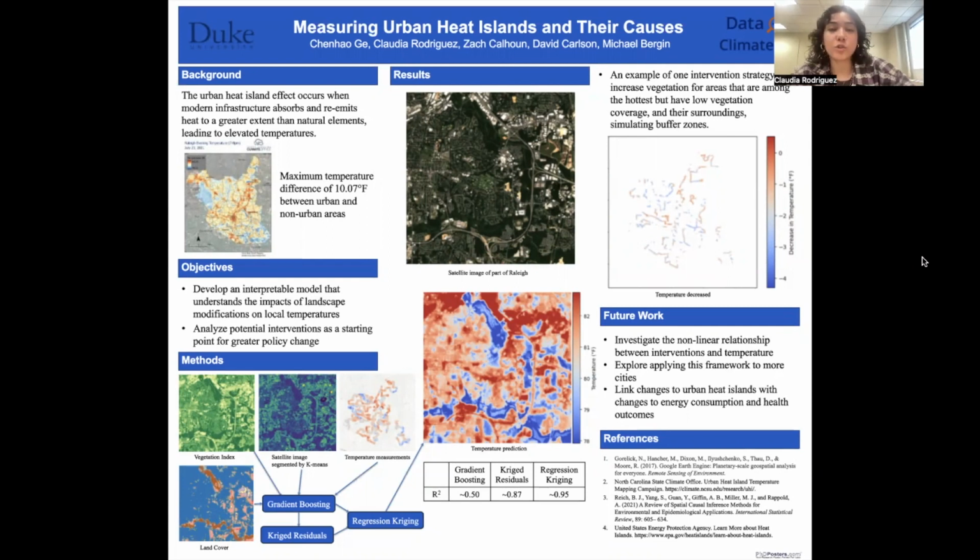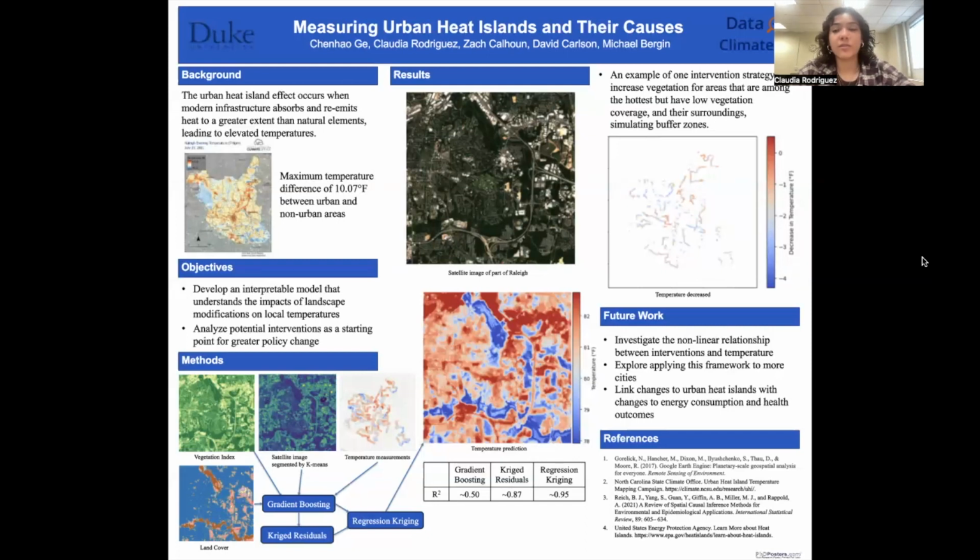In order to understand how drastic this effect can be, this map of Raleigh from July 2021 shows that certain areas were over 10 degrees hotter than others, which is an extremely significant difference to have in one city on the same day. To begin to address this issue, our plan was to first create a model that understands the impacts of landscape modifications on local temperatures so that we can predict the extent of the urban heat island effect in certain areas. Then, this model was used to analyze potential interventions that can decrease the temperatures in the most affected areas and serve as a starting point for greater policy change.